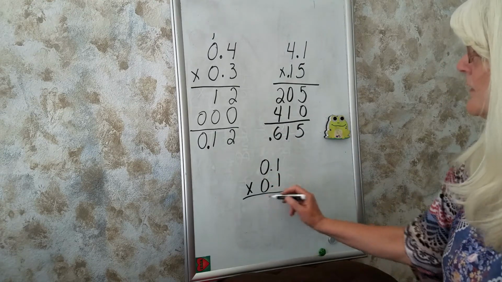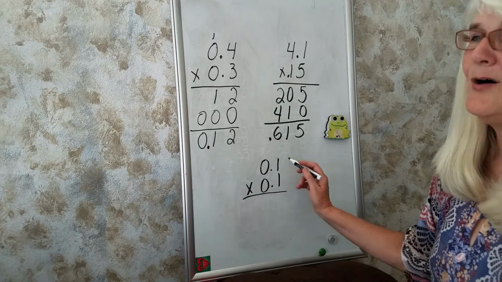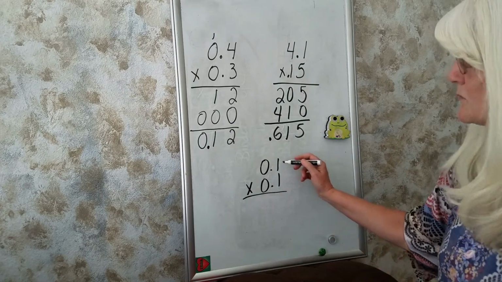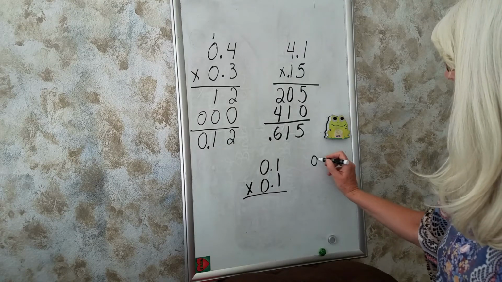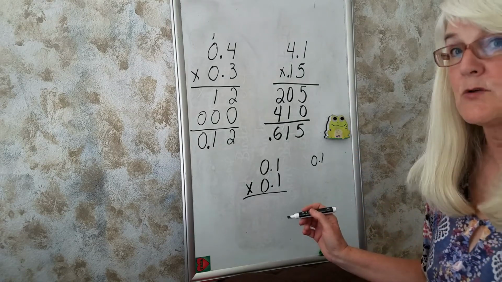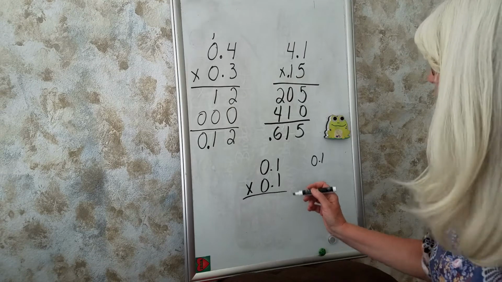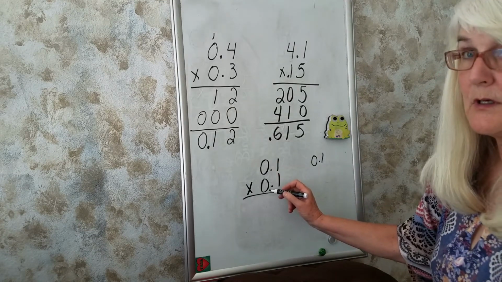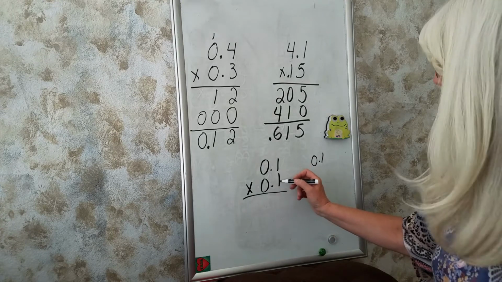Now if you look down here at this problem, you may be thinking, oh, that's super easy. The answer's got to be 0.1 because 1 times 1 is 1. So 0.1 should be the answer, right? Wrong. Be careful. It's always a good idea to go ahead and multiply the whole numbers because you'll see how they make a difference in our final answer.